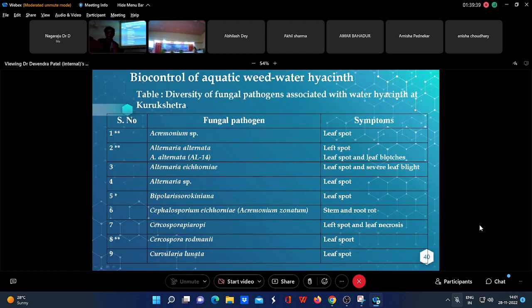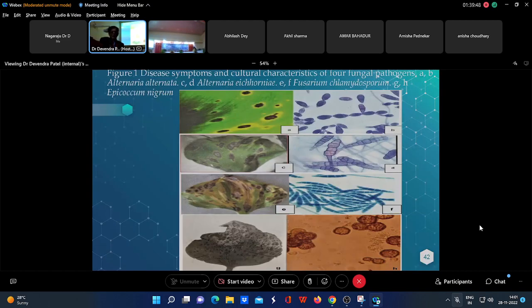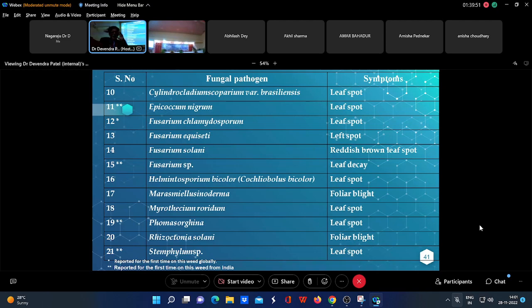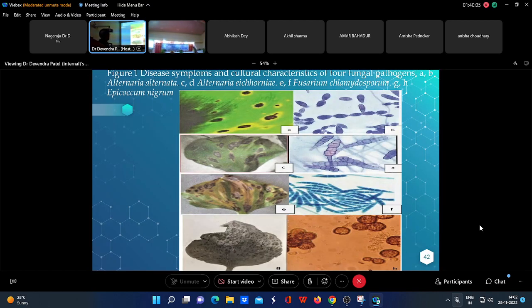These are the 19 fungal pathogens which have been reported for the first time on this weed from our country, and some of these have been reported for the first time from the world. This is the list of the 19 fungal pathogens identified on water hyacinth, which are new. Out of these, 7 fungal pathogens have been tested for their potential, whether they can be used for controlling the water hyacinth or not.